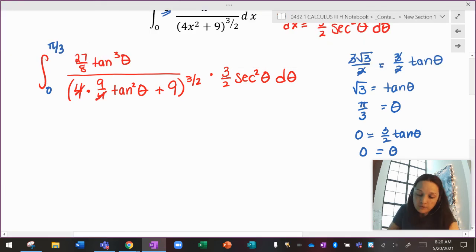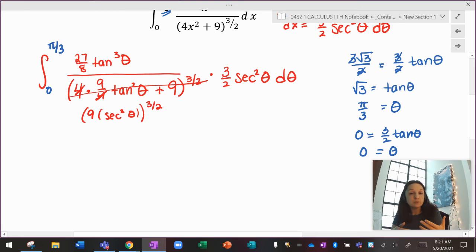So these 4's divide to make 1. 9 tan squared plus 9 is 9 times secant squared, because tan squared plus 1 would be secant squared. And that's raised to the 3 halves. So this denominator becomes that thing. And then 9 secant squared to the 3 halves means the square root of that cubed. The square root of 9 is 3. 3 cubed is 27. Secant cubed theta.